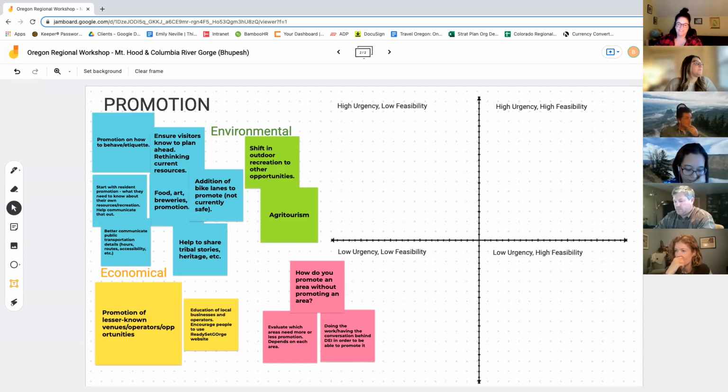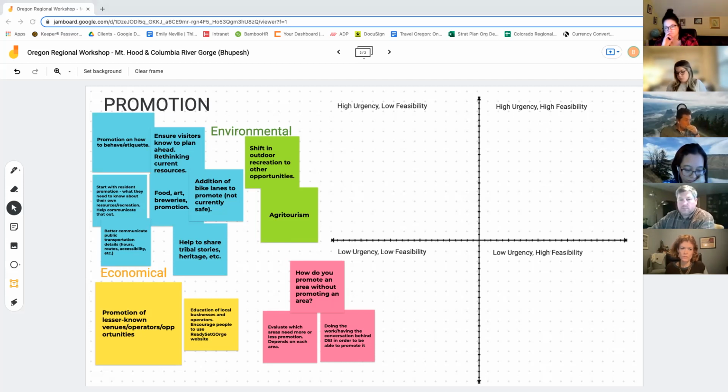Give Lizzie a break. All right, so we talked about, in terms of promotion, we started with talking about the behavior change piece, and if we're going to get people to do what we want them to do, we need to really be able to share that information with them. That was focused on the transportation piece and planning ahead, ensuring that visitors know to plan ahead. They can't just get into their car, they need to do their research first.